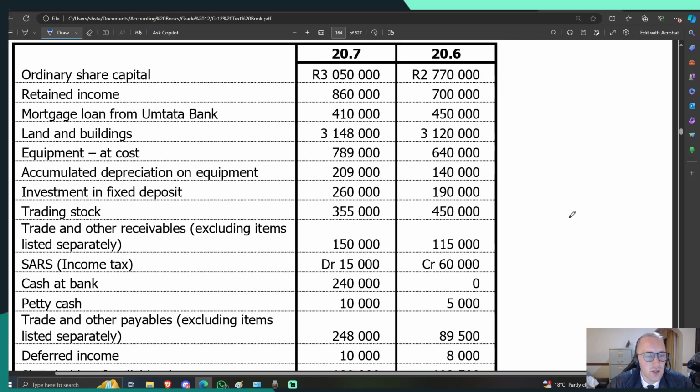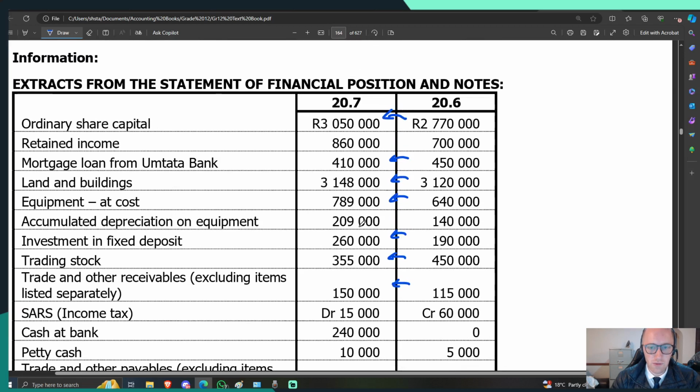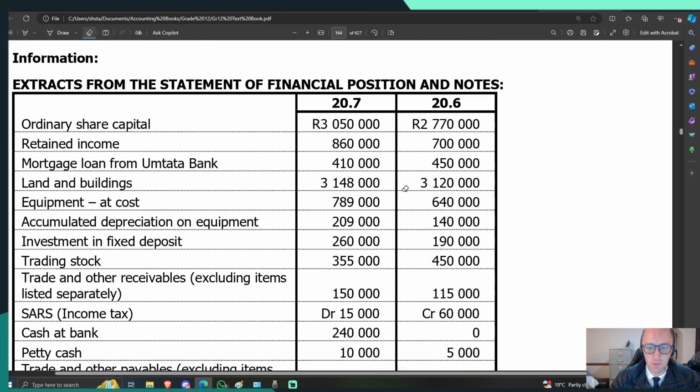So let's just look at some important things here. We have a change in ordinary share capital. That could be from either repurchase of shares or sale of shares, or both. We've got a change in loan. We've got a change in our land and buildings. We've got changes in equipment. We've got changes in fixed deposit, changes in inventories, trade and other receivables. In fact, almost everything here is going to affect our cash flow statement.